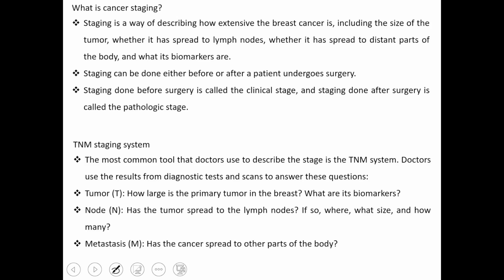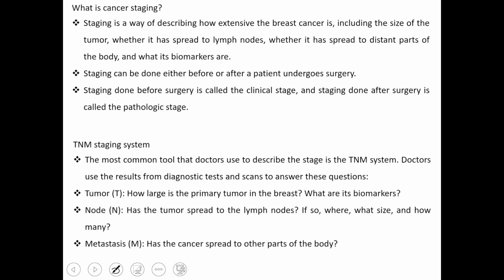Staging can be done either before or after the patient undergoes surgery. So doctor, can we mark the stage of the cancer before surgery or after surgery according to his feelings and understanding.